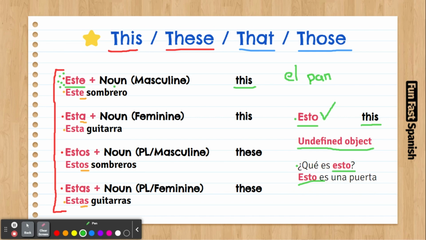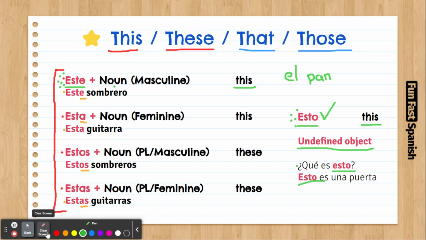If at the bakery I'm buying things that I don't know, maybe weird items, I'm going to use esto because I don't know the gender of those. So I'm going to say yo quiero esto y esto y esto y esto. So this is the difference. If I say esto, I don't know what that is. If I say este, I know what I'm talking about. I know the noun and I know its gender.